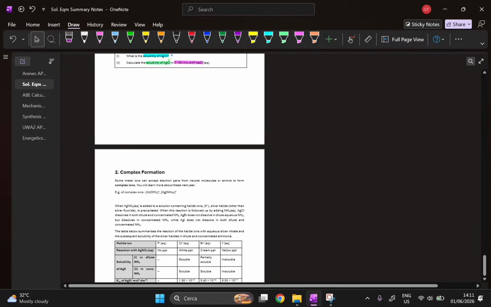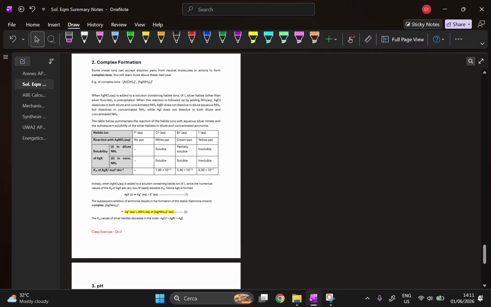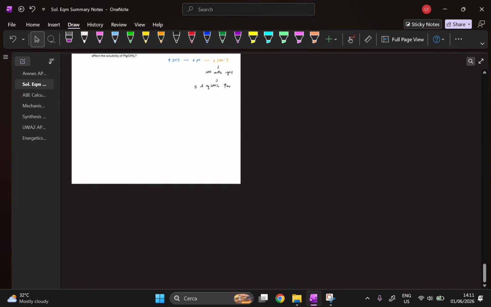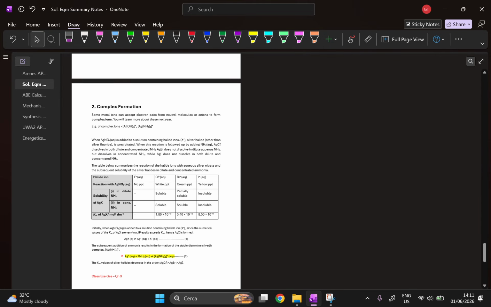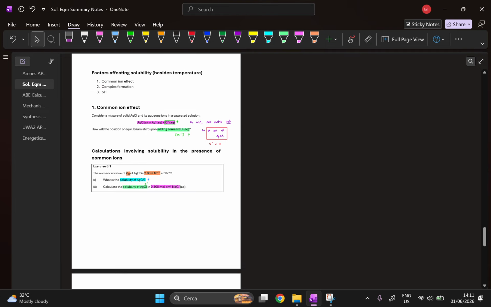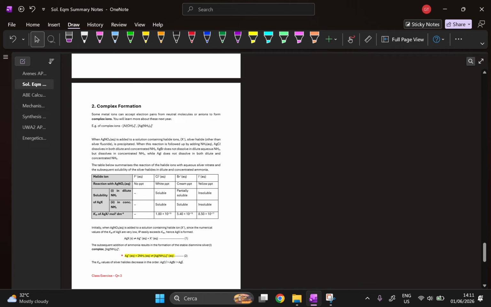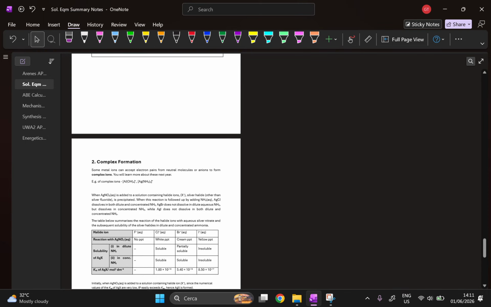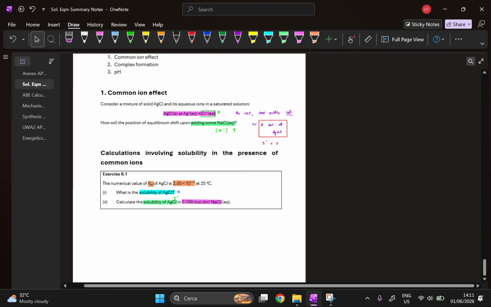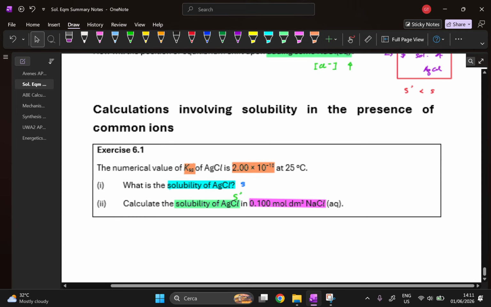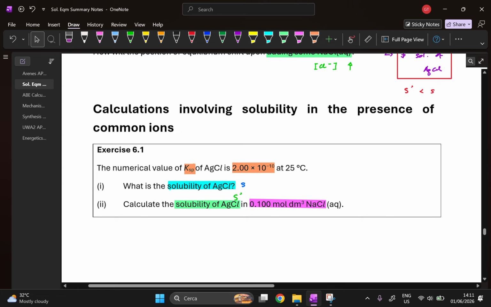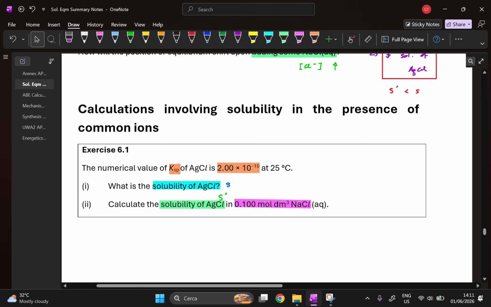But the part that I want to touch on before I go on to the part on complex formation, the part on complex formation, I am going to bring in concepts from transition elements as well. So if you haven't learned transition elements yet, please do not go on to the next video on complex formation. Please just stick to what I'm doing here. So exercise 6.1 will be where I leave off for this video, and that will be all for solubility equilibrium. Complex formation, I will discuss with the context of transition metals in mind.